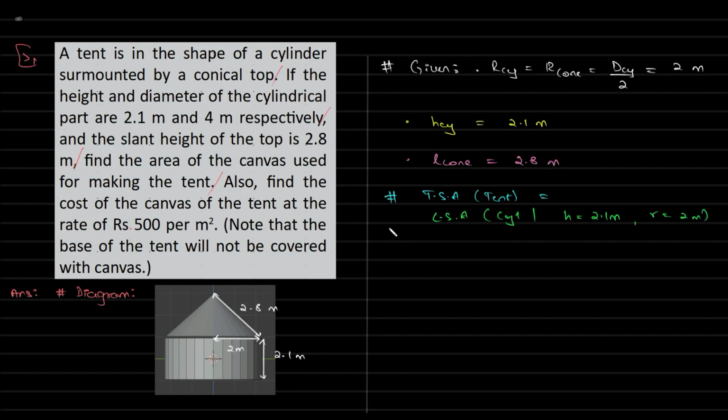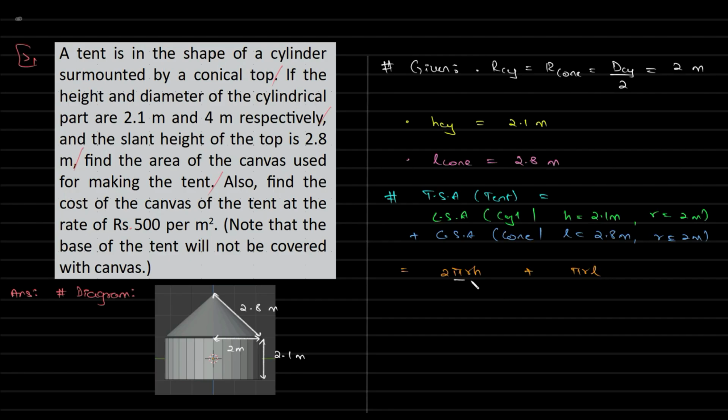We'll be adding this with what? The cone. This too is curved surface area. There is no base, whose cone, whose slant height is 2.8 meter and the radius is same. So we'll not call it as R1 and R2. We'll just call it as R. So this is equal to 2 pi R H plus pi R L. Sorry, pi R L. What am I writing? Pi R squared H is volume.